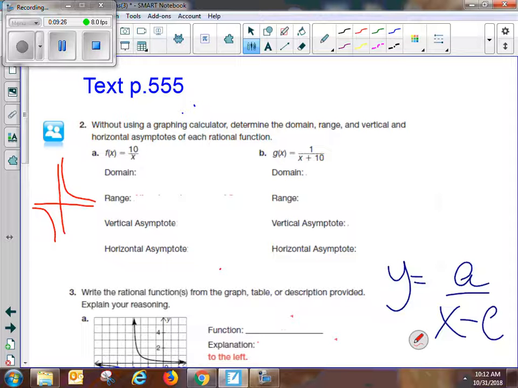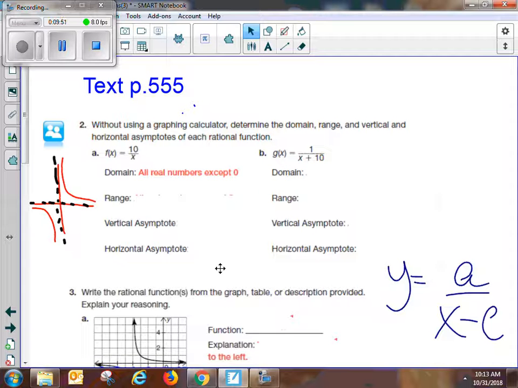We want to name the domain. This is still the parent, even though we have a 10 up on top, it just stretched it a little. So what was your domain? What can you plug in for x? You know this. Anything but 0? Good. Now, my asymptotes were right here and right here because we haven't done anything yet. What is your range? Good, anything except 0, perfect.